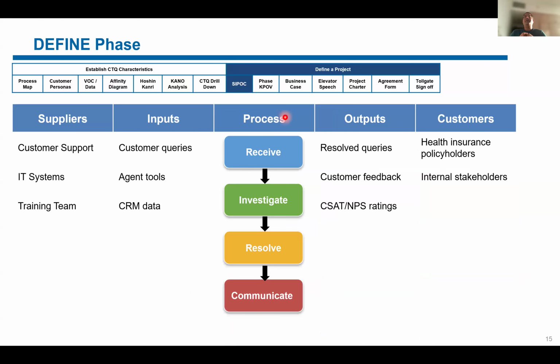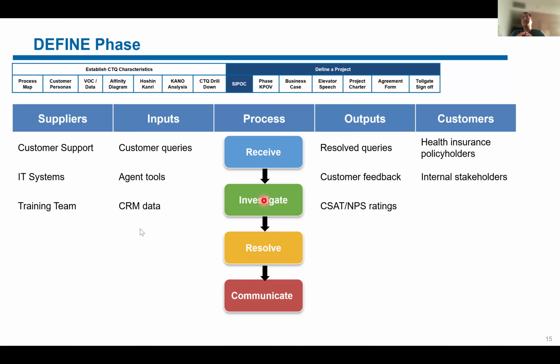A very high level SIPOC: who our suppliers are, especially in this kind of scenario, is the customer support team, which is an internal team, the IT systems, because everything is kind of automated over here, and the training team, because the training team has a very key input in terms of making the overall CX mindset and culture within the organization. Inputs obviously are customer queries and complaints, agent tools, like the tools that the processors and customer service teams use, and the CRM system that we have.